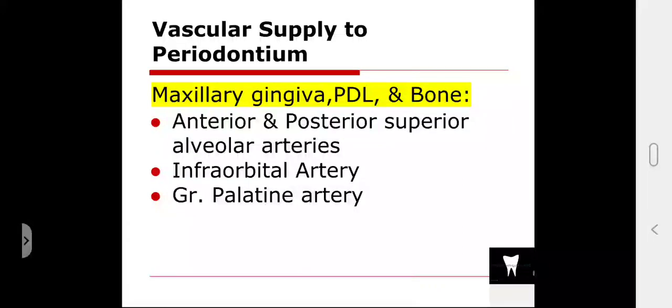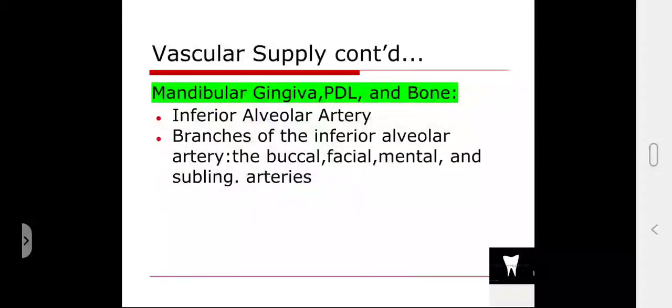Vascular supply to the periodontium. The maxillary gingiva, PDL, and bone is supplied from the anterior and posterior superior alveolar arteries, the infraorbital artery, and the greater palatine artery. The mandibular gingiva, PDL, and bone would be the inferior alveolar artery, the branches of the inferior alveolar artery, which is the buccal, facial, mental, and sublingual arteries.